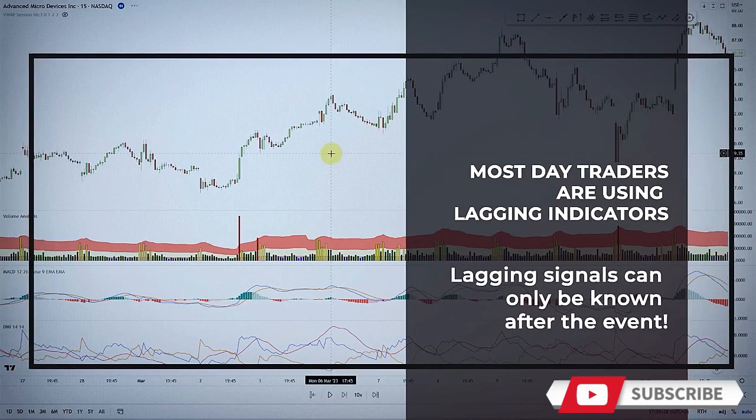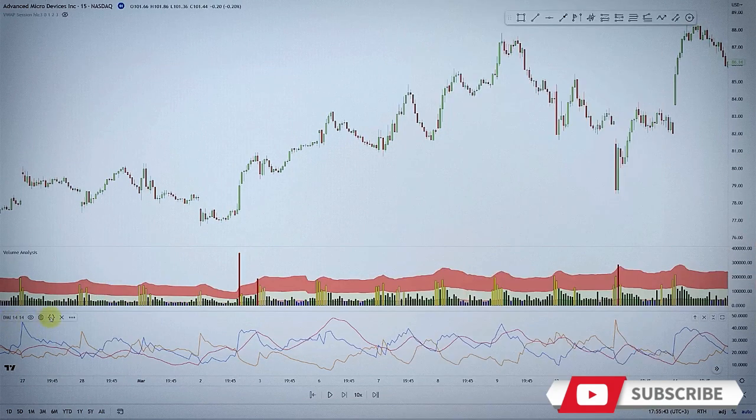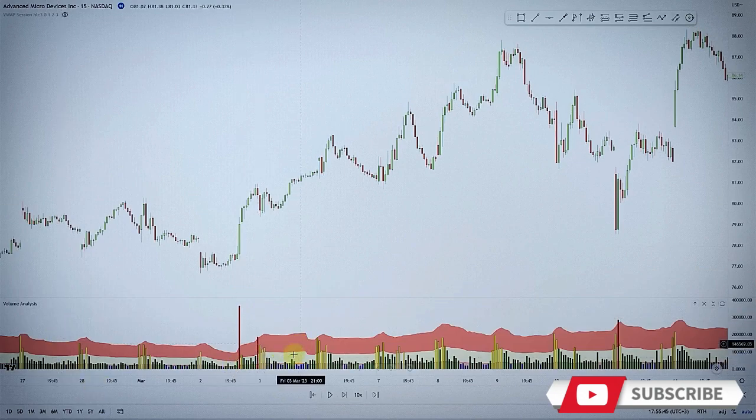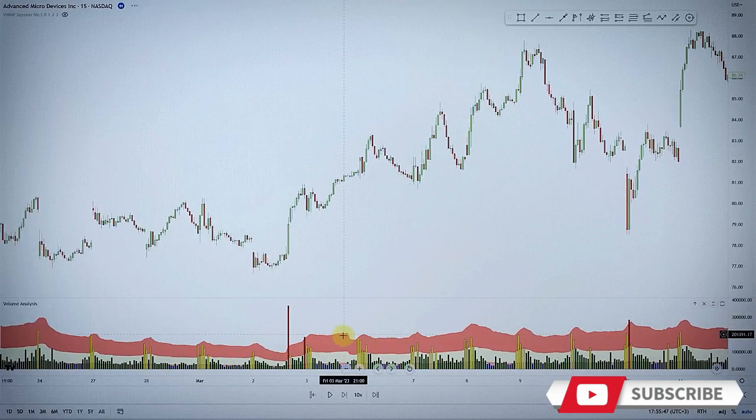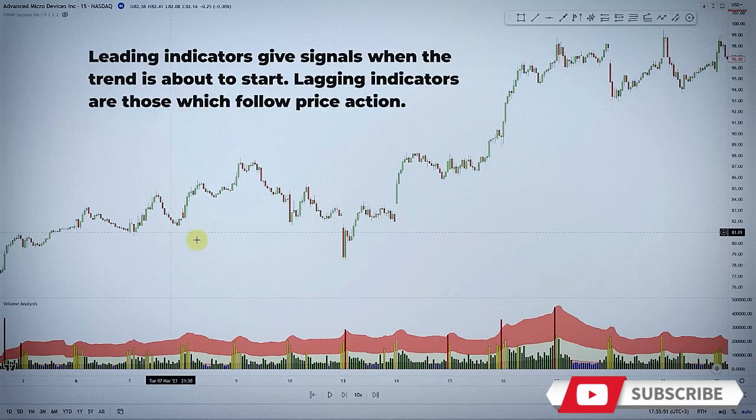Most day traders are using lagging indicators in their analysis, and their lagging signals can only be known after the event. Don't get me wrong, this doesn't make them useless. They can clarify and confirm your bias. But leading indicators or signals are the ones you should consider adding in your technical analysis. Leading indicators give signals when the trend is about to start, whereas lagging indicators are those which follow price action.